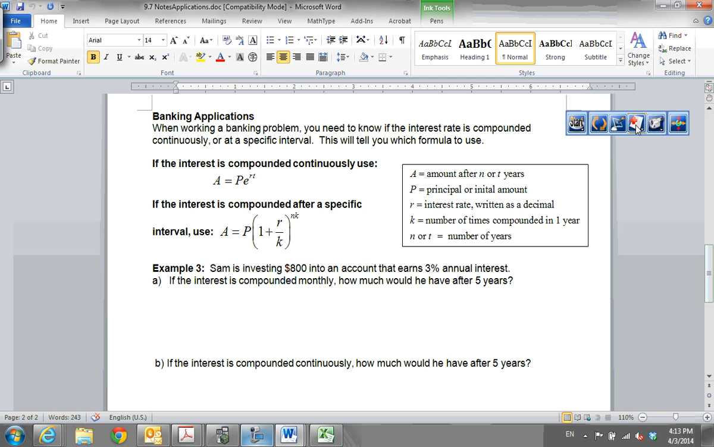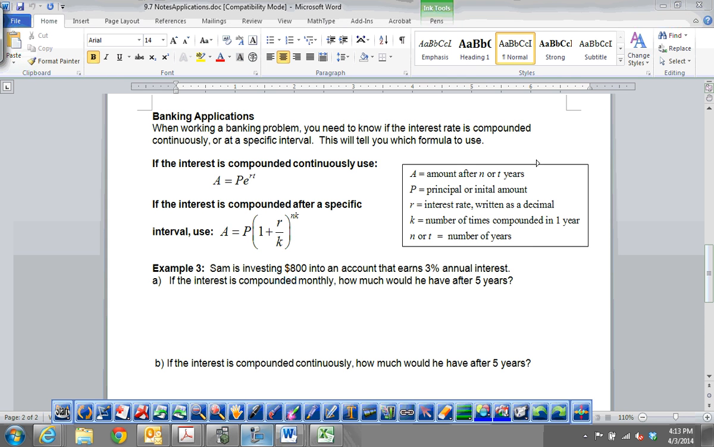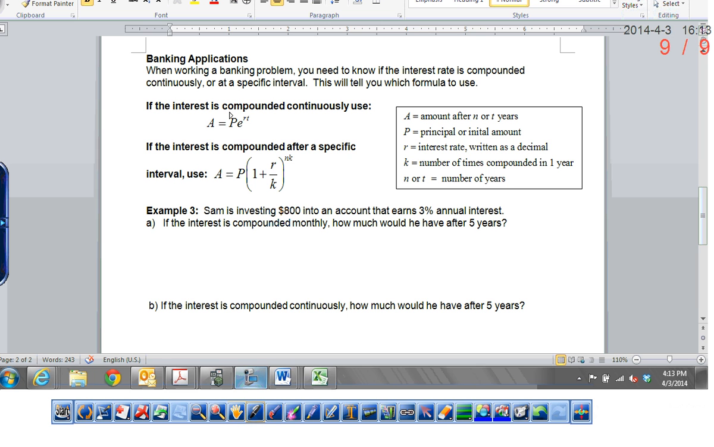Folks, today we're going to be talking about money. Money is important. We have two different formulas. We have the PERT formula, which I think you've seen before, and the regular interest formula that you've probably seen before as well. And here it talks about what every single letter means.